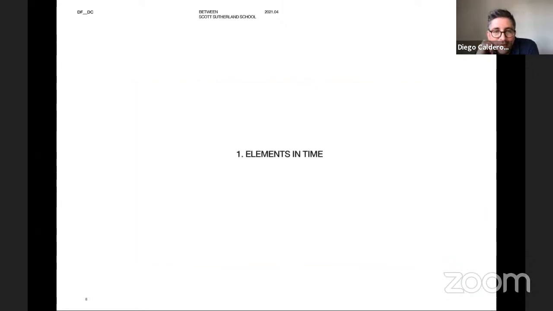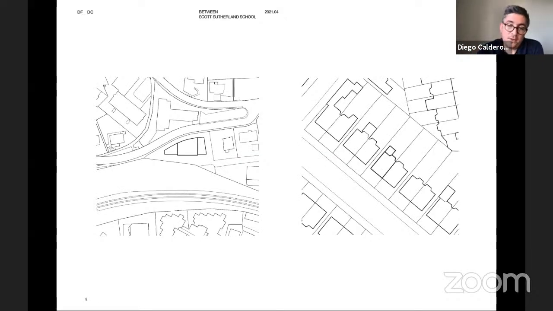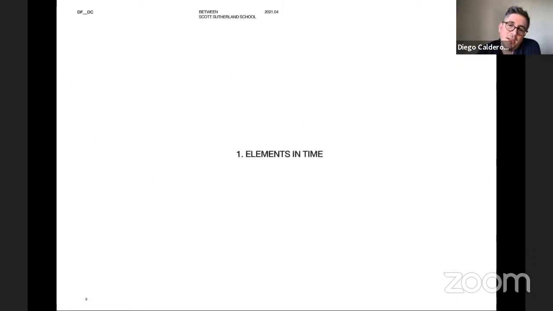So the first of these 3 points I want to discuss is what we call the elements in time. For each of these points, I'm going to use 2 projects. To avoid going into a more monographic or anthological description of our work, I'm going to present 2 projects at a time and try to read them exclusively from this given mode or perspective. So this one is elements in time.